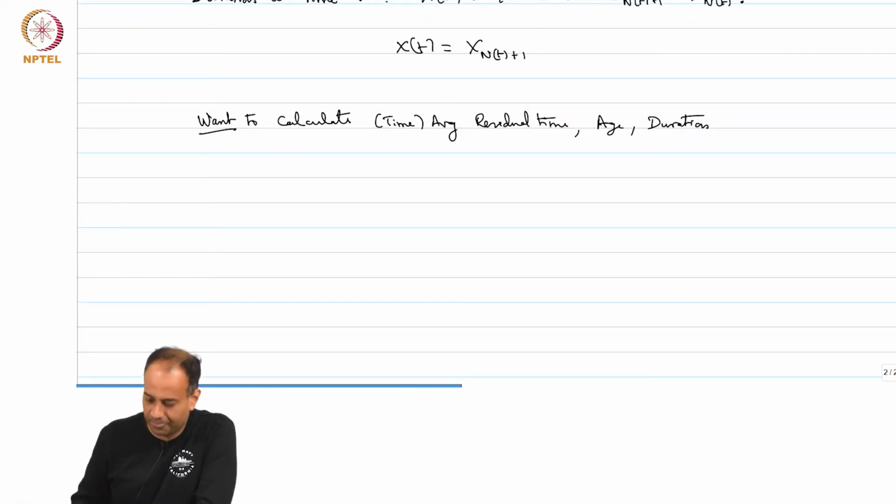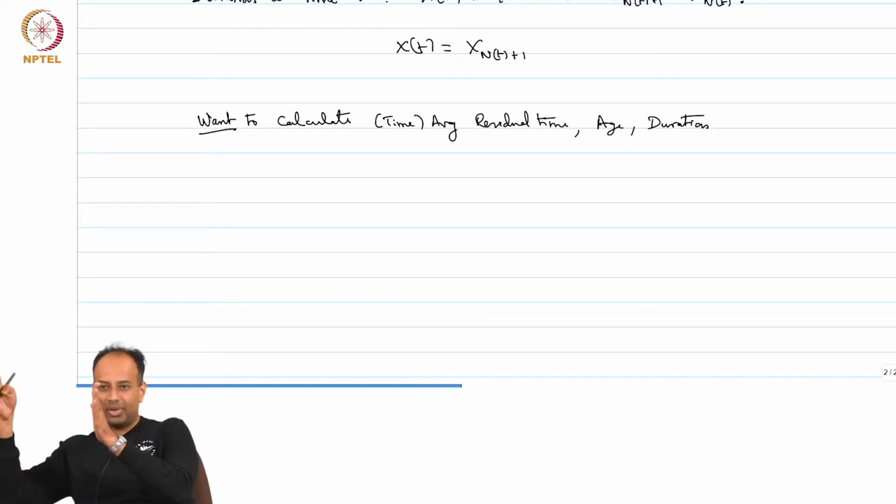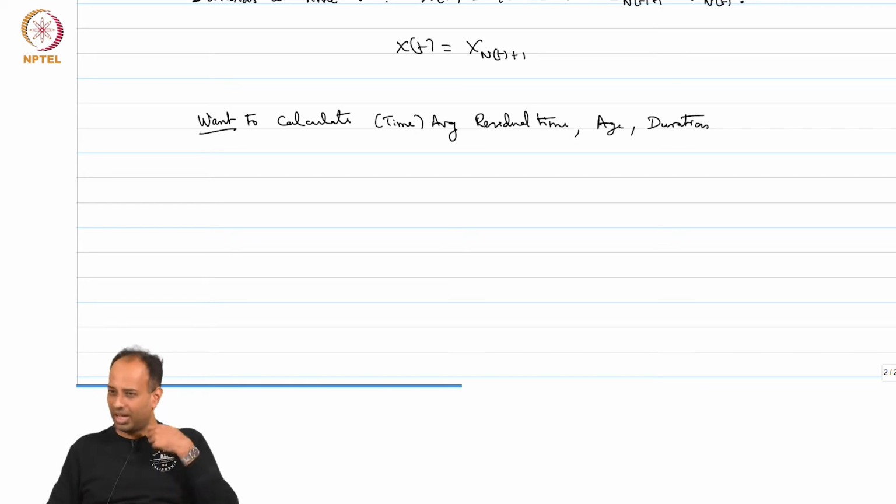So, at any given time t, I look at t and I see when is my next arrival, and that length is my y of t. So, for every t I have a y t, correct. So, I want time average residual life, residual time. So, how do I define that?